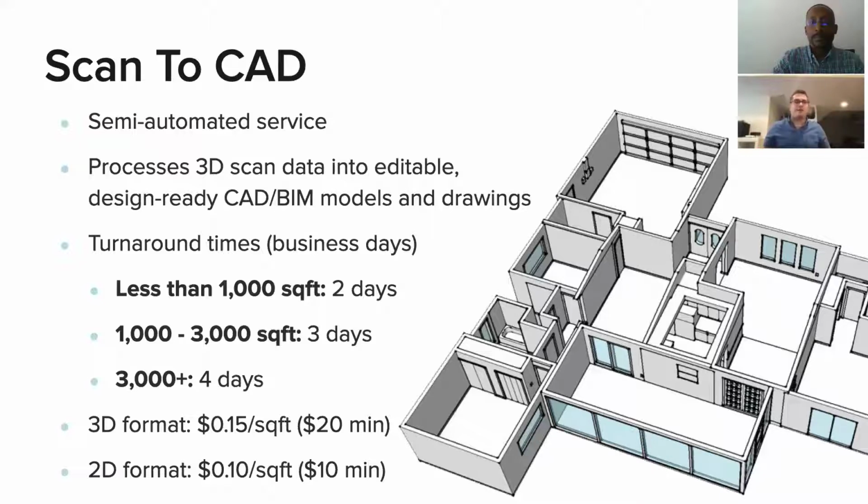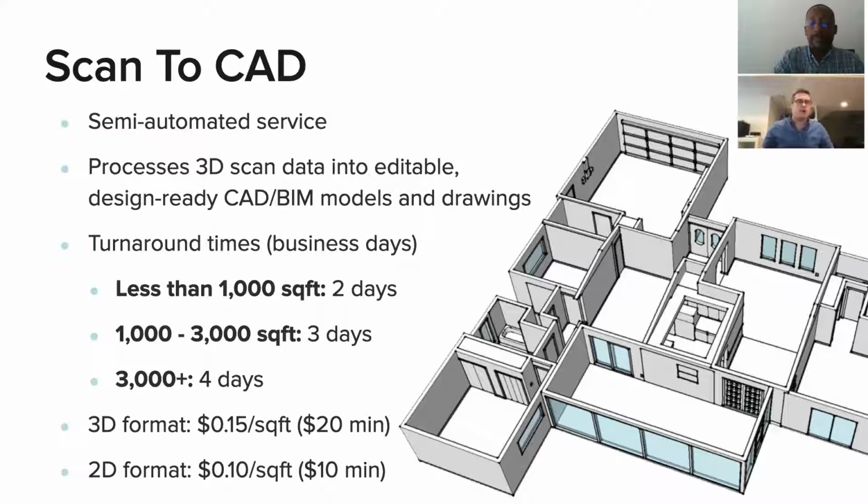Now, our turnaround times: if you're doing a kitchen that's under 1,000 square feet, it's typically about 2 business days, maybe even faster. If you're doing a larger home that's between 1,000 and 3,000 square feet, it'll take about 3 business days. And if you're looking at a property that's over 3,000 feet, it's about 4 business days, but can be higher depending on the size and complexity of that space.